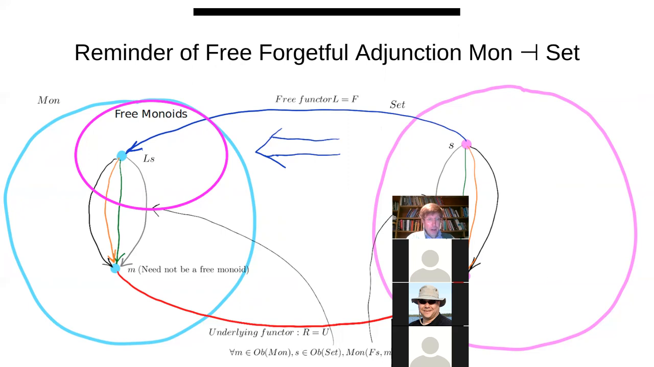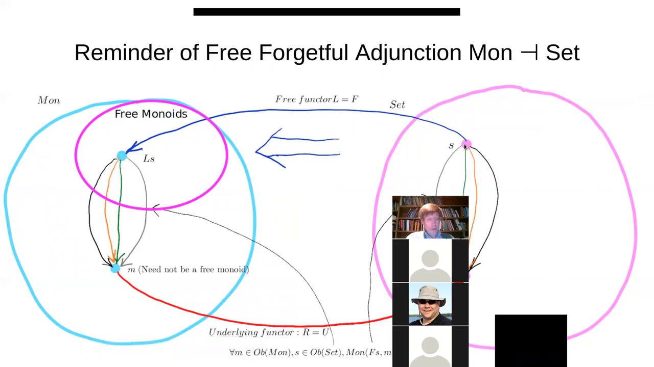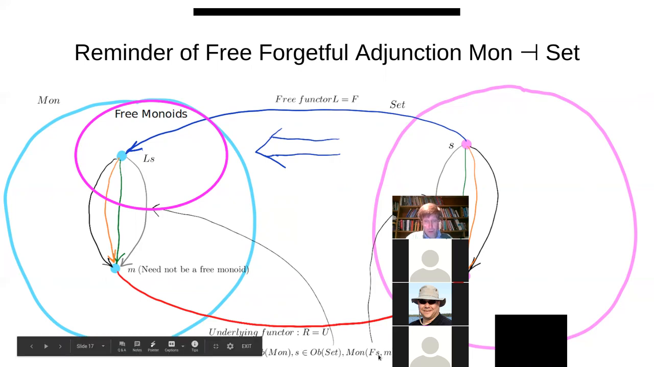And in the adjunction, we're reasoning about the homsets. We're reasoning about these morphisms in each of these categories. So the rules for adjunctions guarantee this isomorphism. So if we pick any old set S in Set, and any old monoid M in the category of monoids, then this property has to hold true. That's guaranteed by the rules of adjunction.